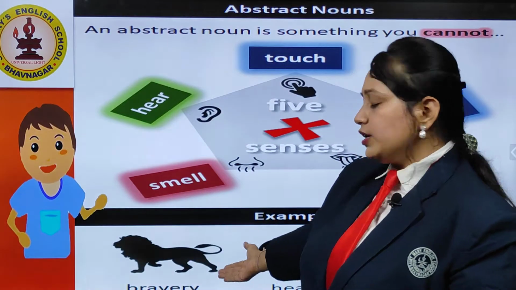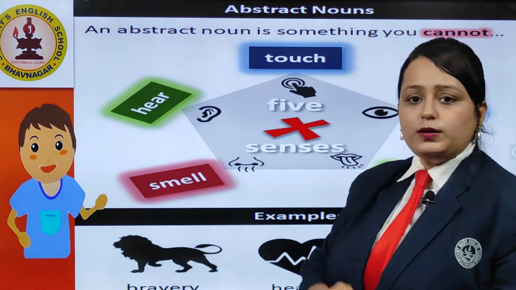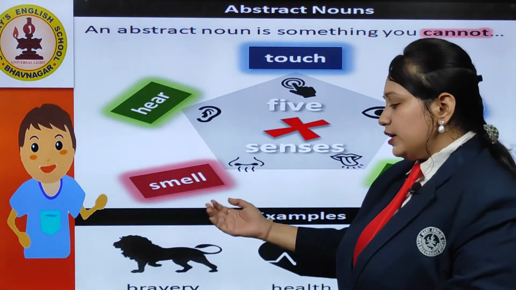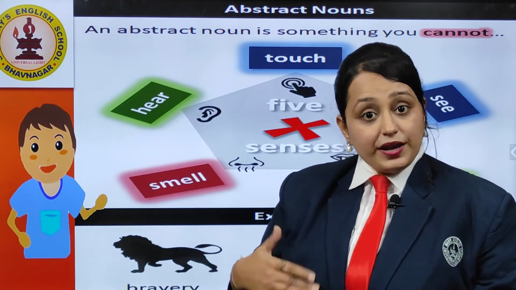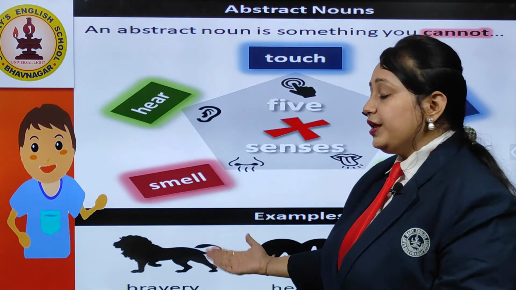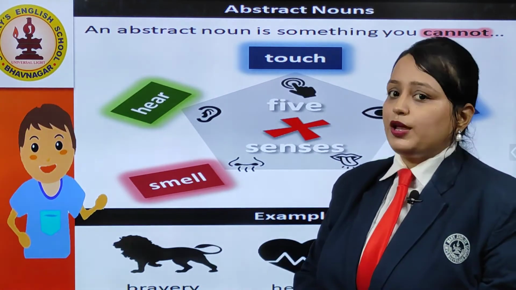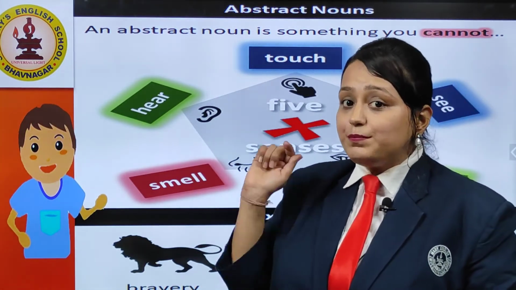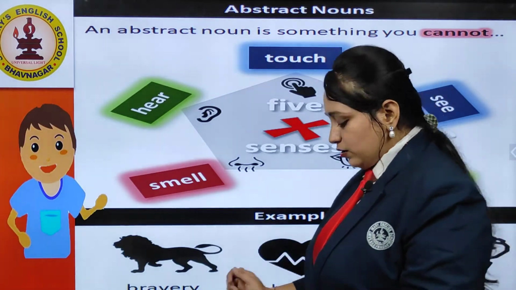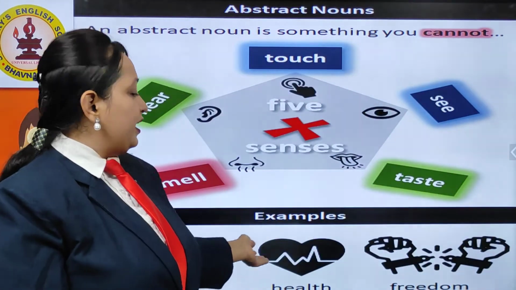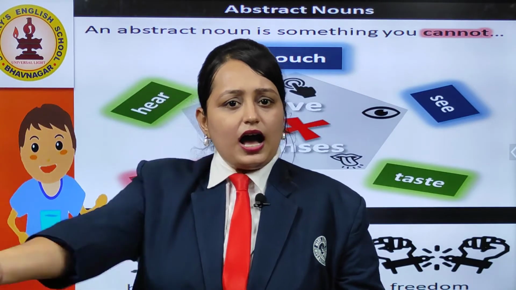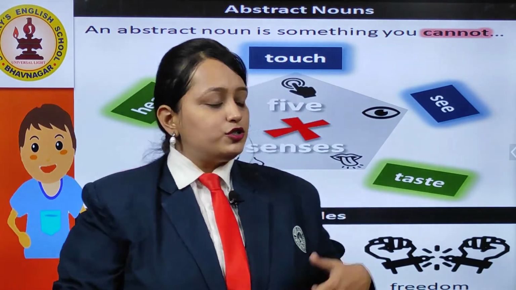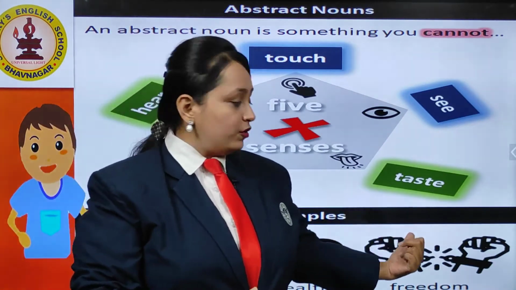Now you can see an animal over here. What is he famous for? He is famous for his bravery, right? So bravery is an abstract noun because we cannot touch that bravery. Now next example, you can see health and a healthy heart. You cannot touch how healthy that heart is. So that will be an abstract noun.